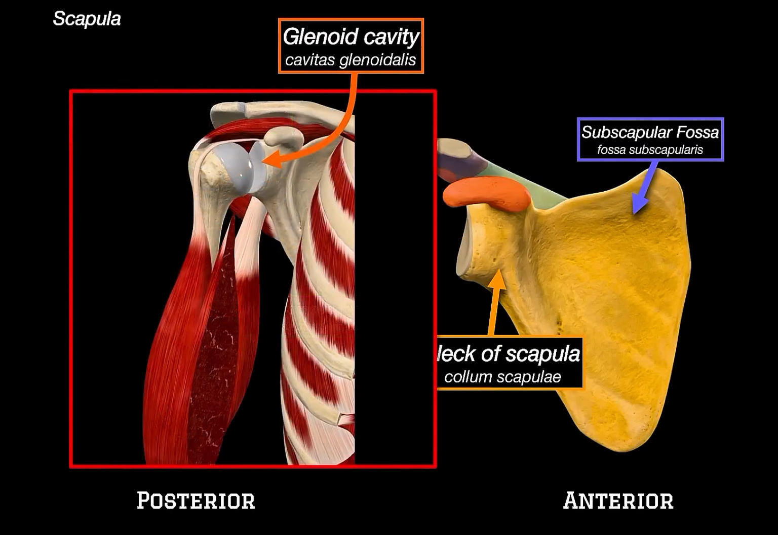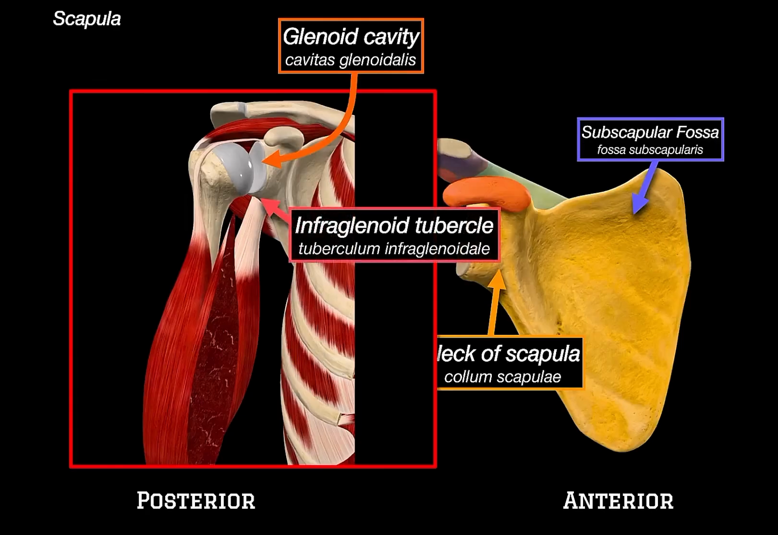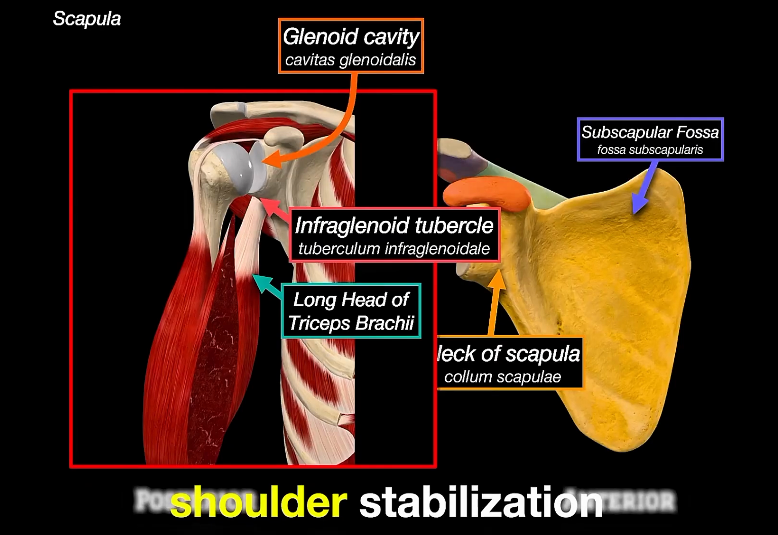Above and below the glenoid cavity are two small but important landmarks. The supraglenoid tubercle sits above the cavity and provides the origin for the long head of the biceps brachii. Below the cavity is the infraglenoid tubercle, where the long head of the triceps brachii originates. This head of the triceps crosses the shoulder joint and contributes to elbow extension and shoulder stability.